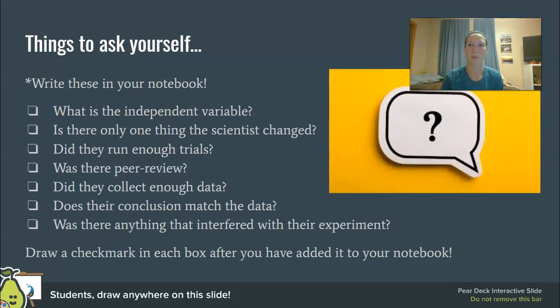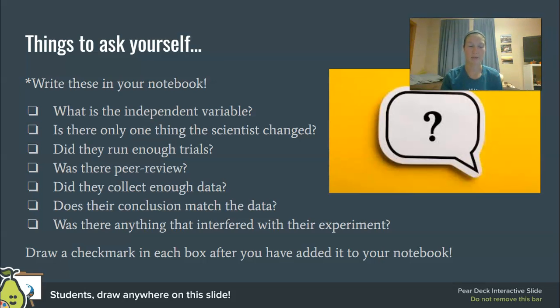So think to yourself, what is their independent variable? What are they changing? What are they trying to figure out? Is there only one thing that the scientists changed? Did they run enough trials? Was there peer review? Did they collect enough data? Does their conclusion match what their data tells them? And then lastly, was there anything that might have interfered with the experiment? Anything that might have made it not fair? So please make sure you get all of these added into your notebook.